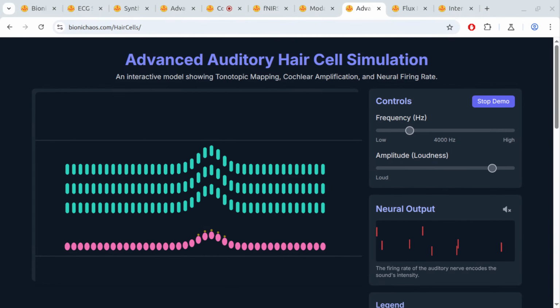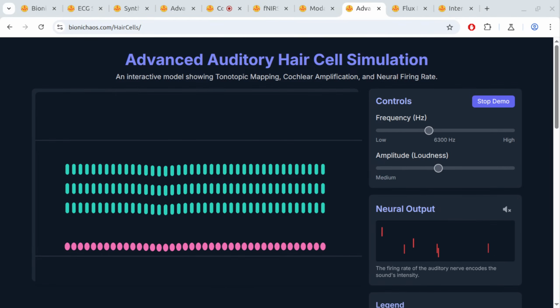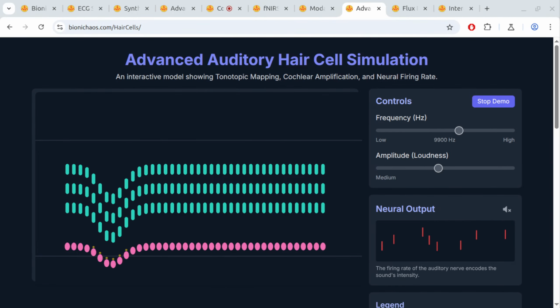Not sure why that crackling is really annoying. Let's ask Gemini real quick.